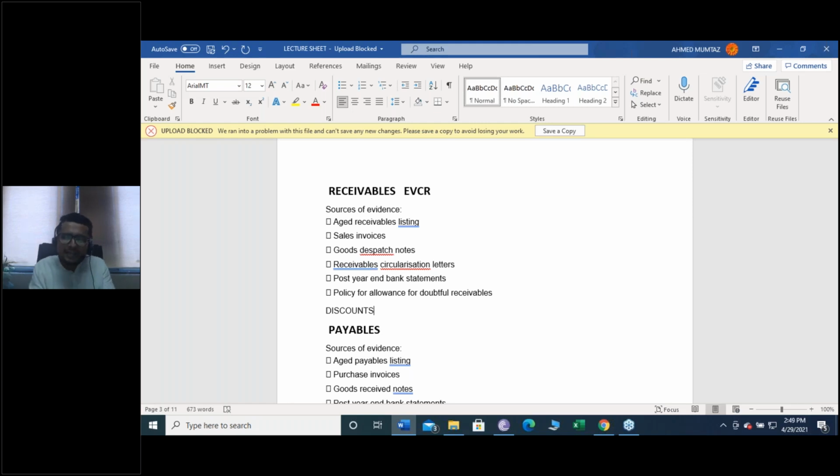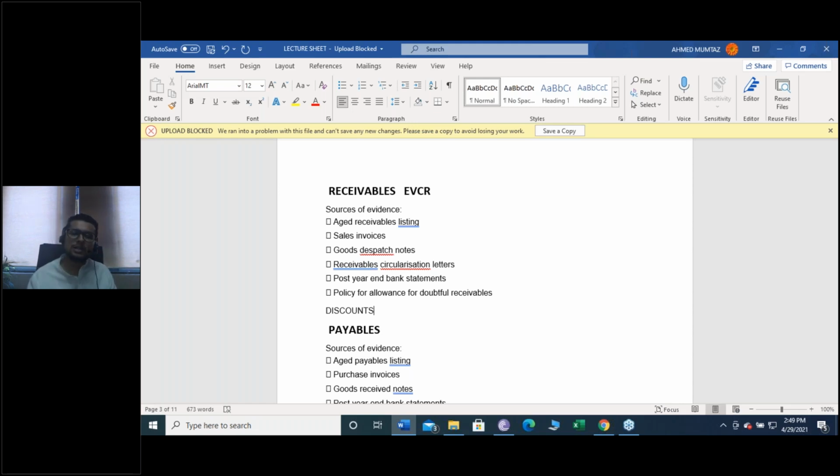So you are not selecting the sample from the receivable itself, you are selecting the sample from the goods dispatch notes. And once the goods dispatch notes have been selected as a sample, the corresponding sales invoice and the corresponding receivable must be recorded. And this is a procedure regarding the completeness of receivable.